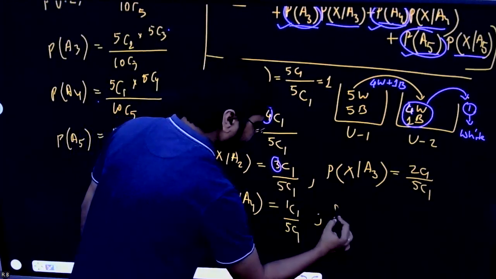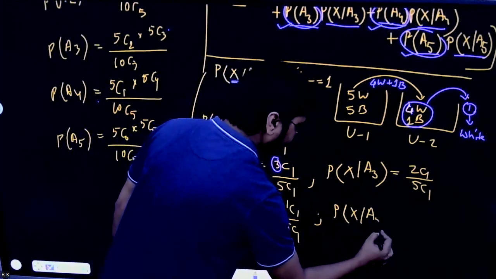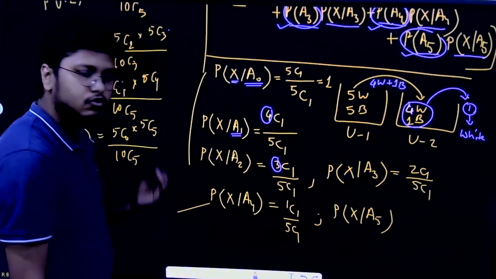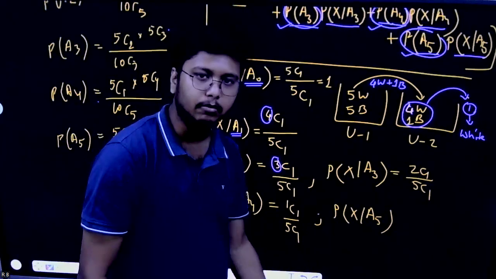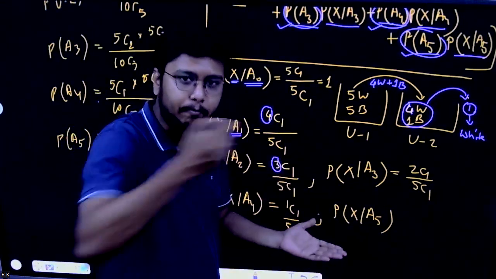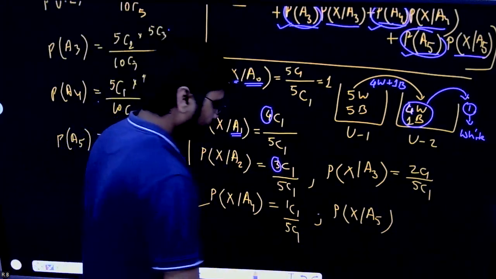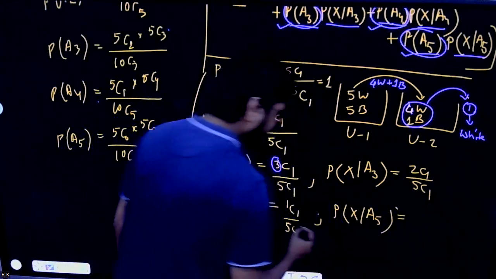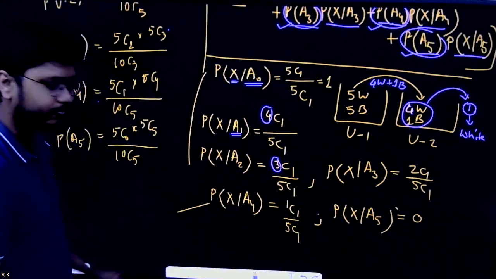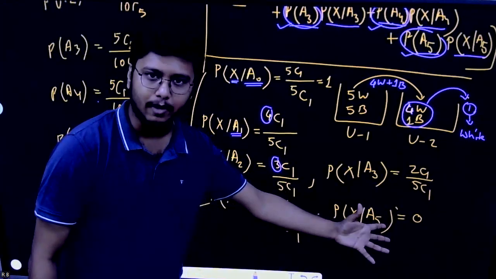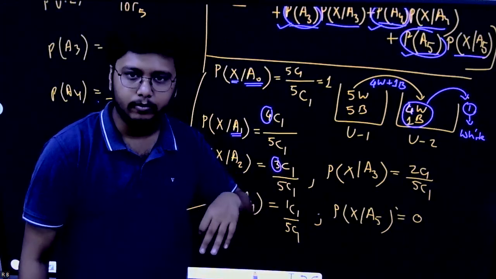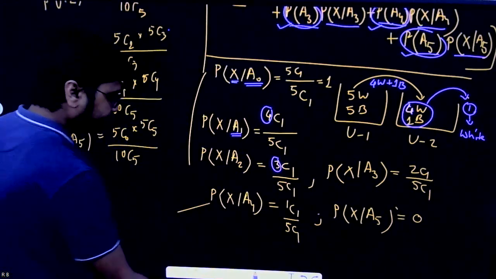And finally, probability of X given A5. So that means in the A5 event, what was happening? I was not transferring any white ball at all. So that means the probability has to be 0. If I'm not transferring any white ball, how can I pick up one white ball at the end? So the numerator part is going to become 0, because that event is not possible to happen, because I have not transferred any white ball. So how can I pick up a white ball from the second urn, right?